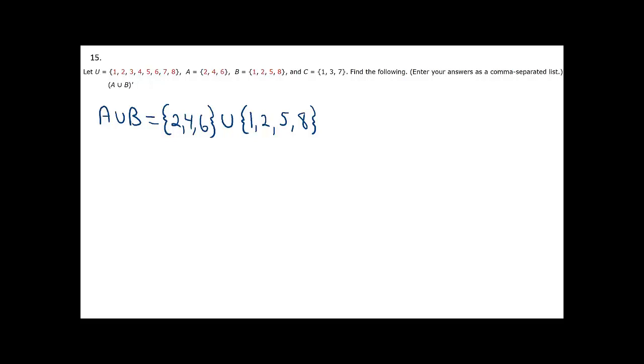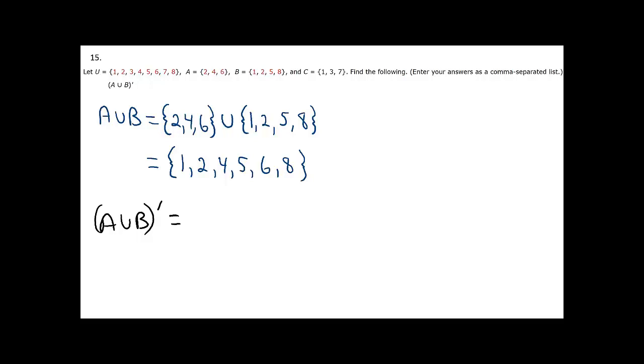So if anything is listed in either, it goes in the union. So there's a 1 up there, there's a 2 up there, there's a 4 up there, there's a 5 up there, there's a 6 up there, and there's an 8 up there. So the union is simply the set containing the elements 1, 2, 4, 5, 6, and 8. But that's not the final result. We want the complement of the union. The complement is everything that's not in the union.